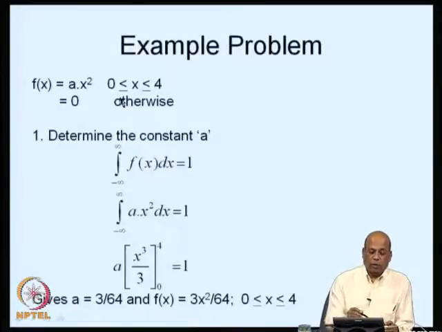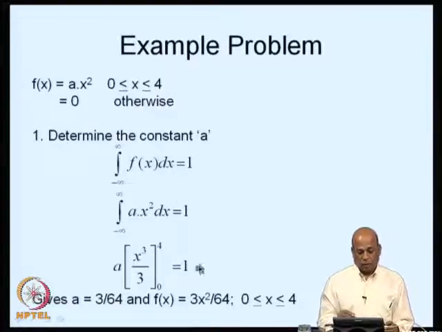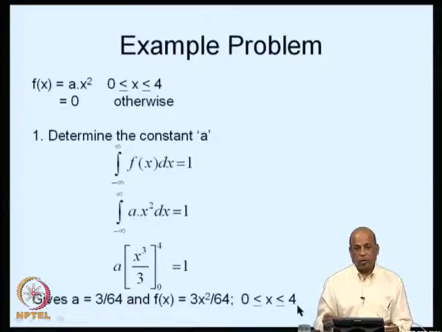Remember that for f of x to be a PDF, first of all it has to be non-negative, and then the integral from minus infinity to plus infinity of f of x with respect to the variable x should be equal to 1. So, we will integrate this a x square dx over the entire region between 0 to 4, and then we arrive at a equal to 3 by 64, and therefore, we get f of x equal to 3x square by 64 for this particular region.